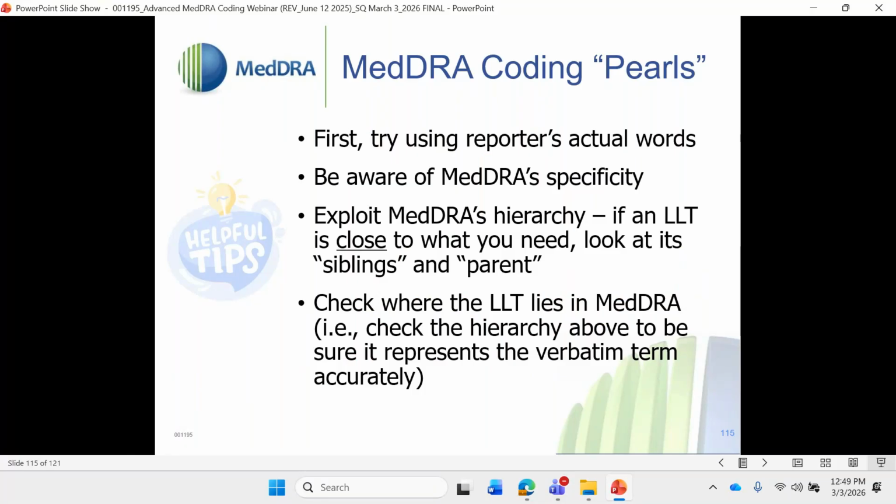Look at the MedDRA hierarchy. Remember, for that term, we were more clear on why something was a congenital term versus an acquired term. If an LLT is close to what you need, look at its other PTs and look at other LLTs in there. And check whether the LLT lies in the correct hierarchy that you want. Do you want a congenital term or not? That'll make it clear for you.